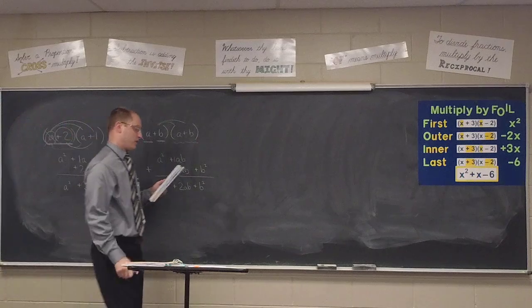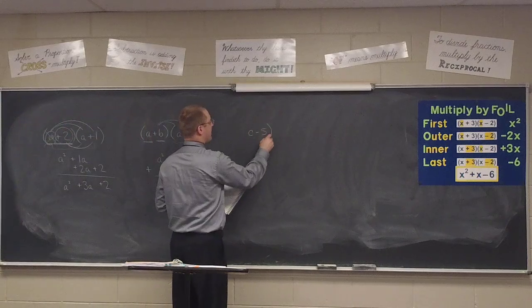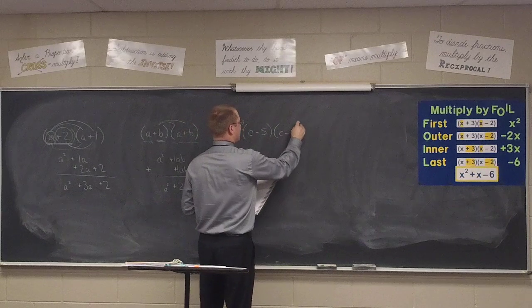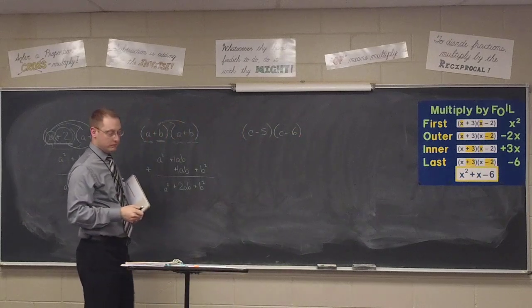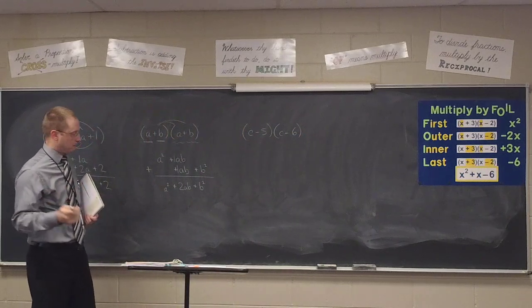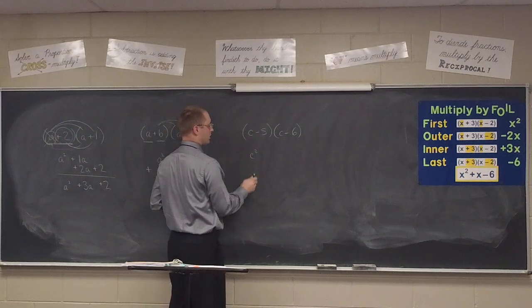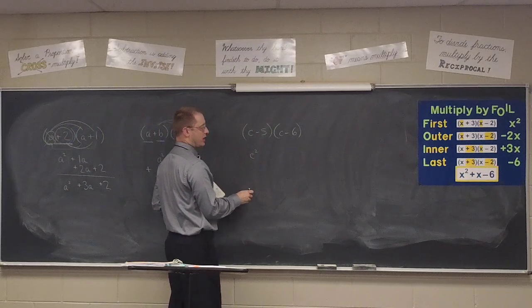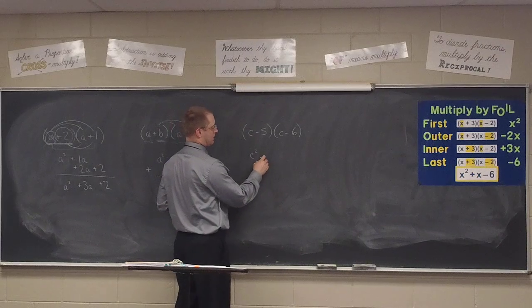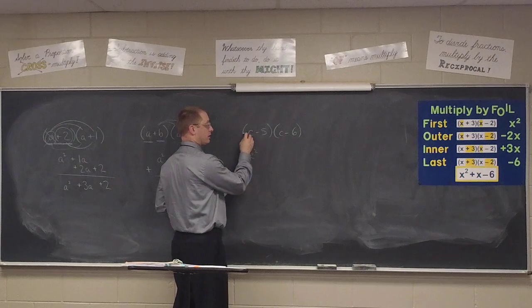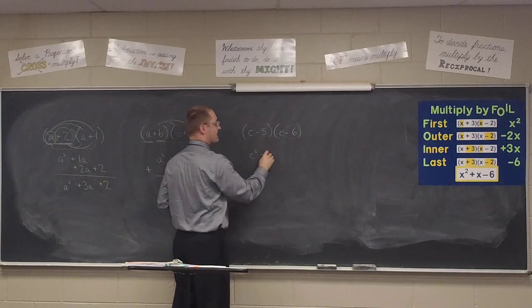Let's do this next one together, number 15. We've got a C negative 5 and a C negative 6. Josh will start by distributing the C. In other words, do your first and your outer. C squared. There's your first, now your outer. 6C. Careful, sign and number and letter. Oh, negative 6C. Right, negative 6C.